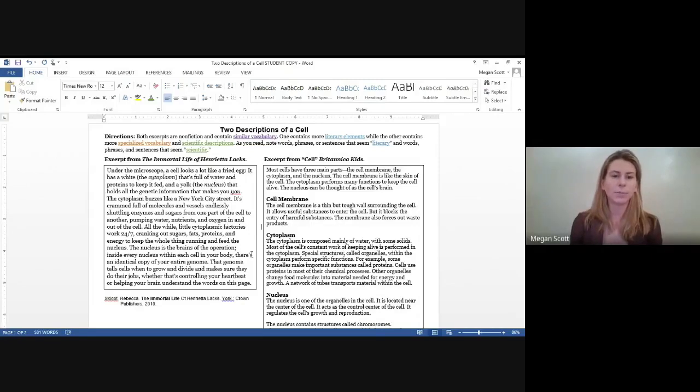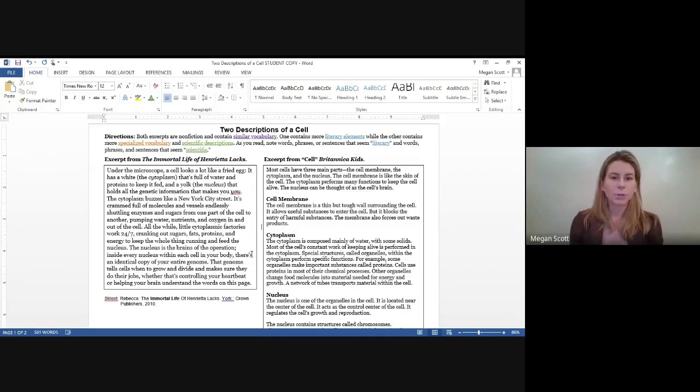The cytoplasm buzzes like a New York City street. It's crammed full of molecules and vessels, endlessly shuttling enzymes and sugars from one part of the cell to another, pumping water, nutrients, and oxygen in and out of the cell. All the while, little cytoplasmic factories work 24/7, cranking out sugars, fats, proteins, and energy to keep the whole thing running and feed the nucleus.